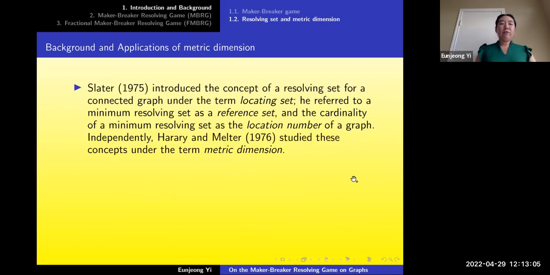So what is the background of metric dimension? There are two groups of people. Slater in 1975, as well as Harary and Melter in 1976, studied the same concept of metric dimension. Harary and Melter used the terminology metric dimension, whereas Slater used the location number, because we are locating sensors.